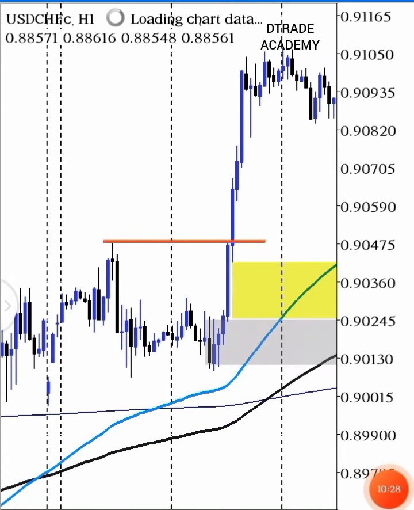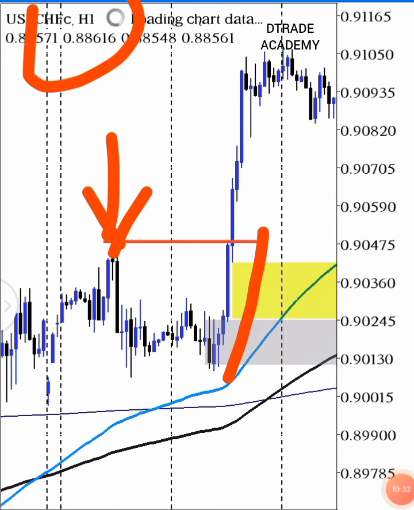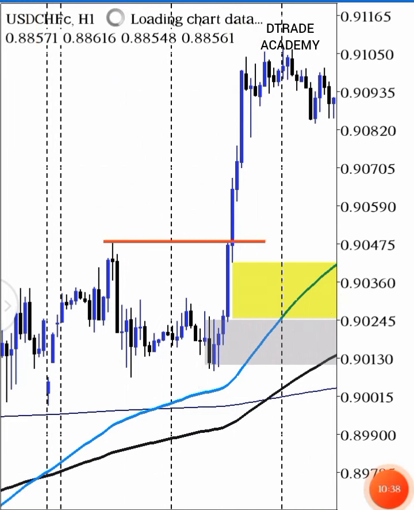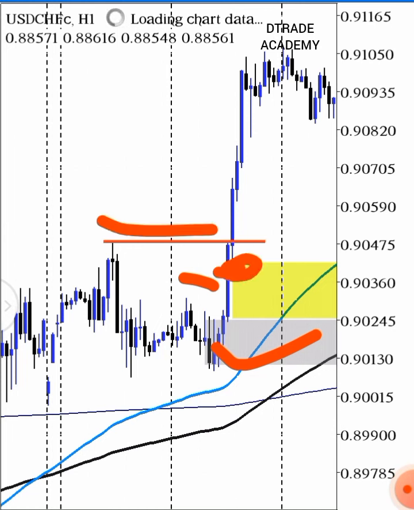This is USDCHF. We have this high taken out by these vector candles. So I was able to mark my order block here. You can see my order block. Then I said to look for imbalance. The imbalance always falls within this line, beneath or above.